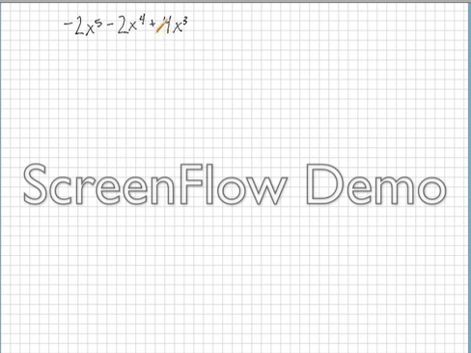Today we're going to be factoring the expression negative 2x to the fifth minus 2x to the fourth plus 4x cubed. We're going to be factoring this using the distributive property. So the first thing I'm going to look for in my expression is something that looks the same in all of the terms. So I see that all of these share x to the something. So I'm going to start factoring my x's, all of them over here.